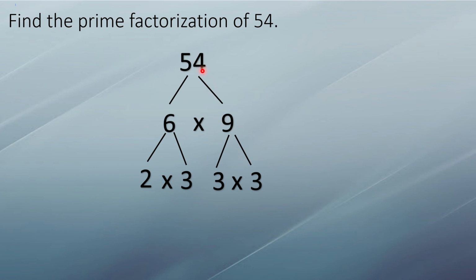And now, the prime factors of 54 are 2, 3, 3, and 3. And we're going to write it in multiplication form. We have 2 times 3 times 3 times 3, or we have this. And also, we have this other type of factor tree, okay?